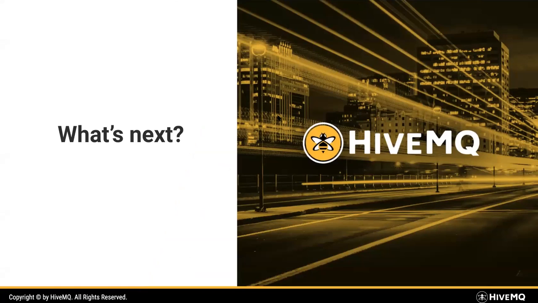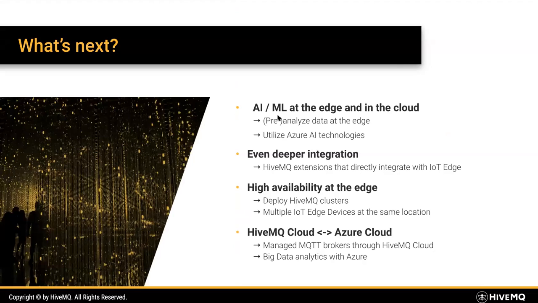Thanks, Krasimir. We're almost at the end, and I just wanted to give you a short outlook on what else could be done by combining HiveMQ and IoT Edge. As we already talked about, one of the next things one could have a deeper look at is doing machine learning or AI at the edge and then at the cloud. You can pre-analyze it. You can utilize the existing Azure AI technologies, which are pretty awesome.